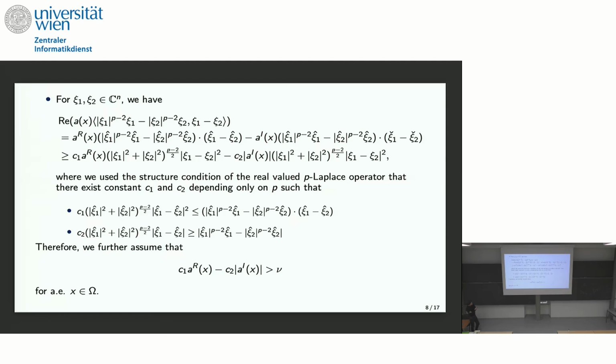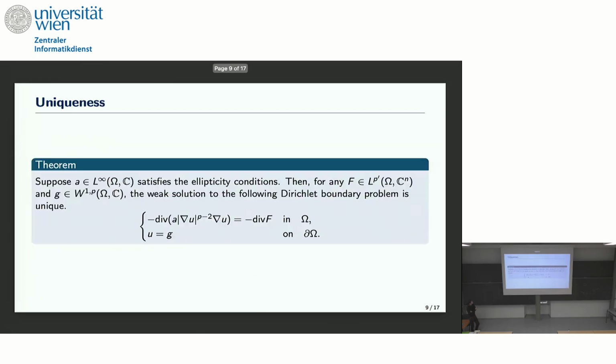For the second term in here, we just take the absolute value. In this way, we have a constant C depending only on p, C1, and C2 times the absolute value of the imaginary part of A. So if we further assume this kind of condition, then it says it is the monotone property of the real part of the operator. So we have uniqueness.